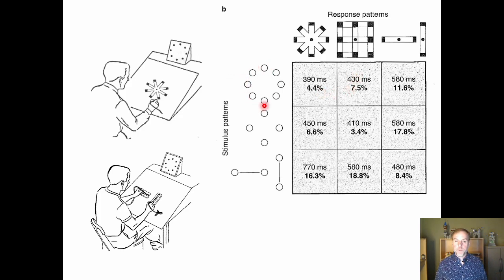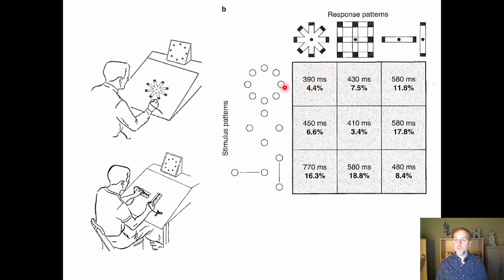So let's stick with the same circular stimuli. Now they have a square response pattern. So here, if this top left corner turned on, you would have to move either up and over or over and up. It was up to the participant. And here we can see the responses are longer and there's more errors. So stimulus response compatibility has decreased compared to this condition.